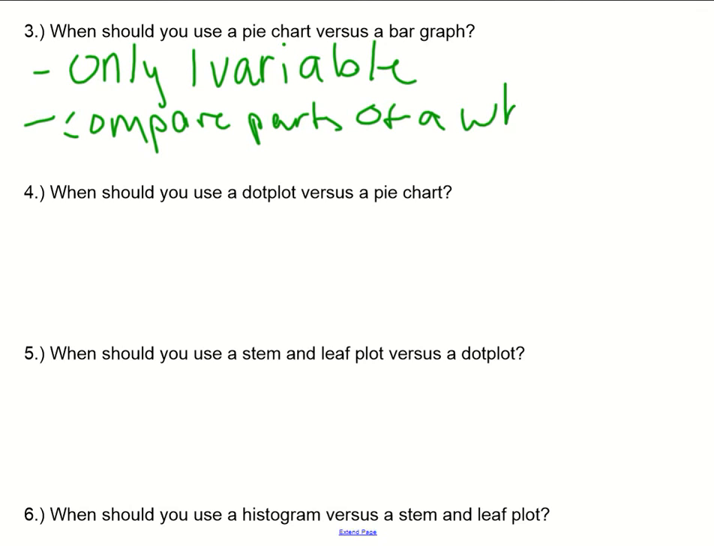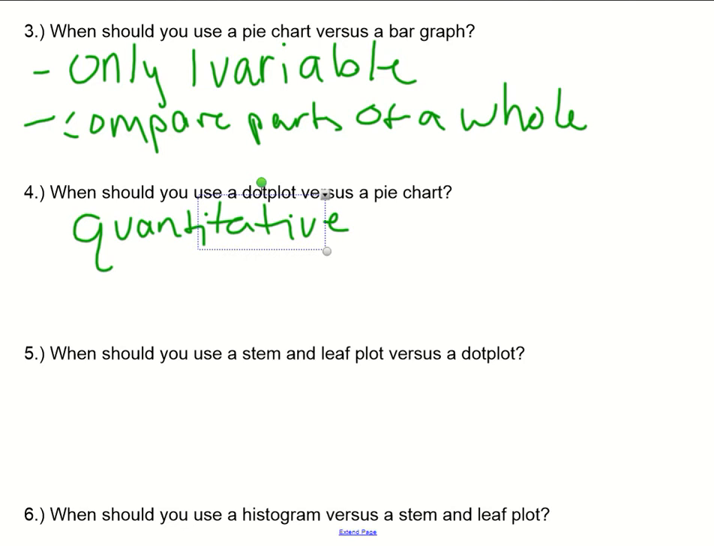So when do we want to use a dot plot versus a pie chart? We want to use a dot plot when we're dealing with a quantitative variable. So we use a dot plot over a pie chart.